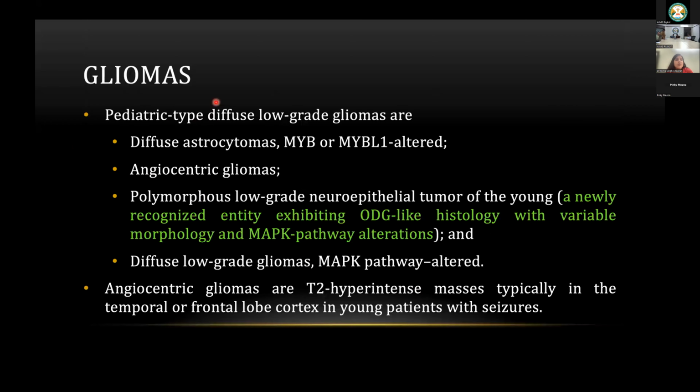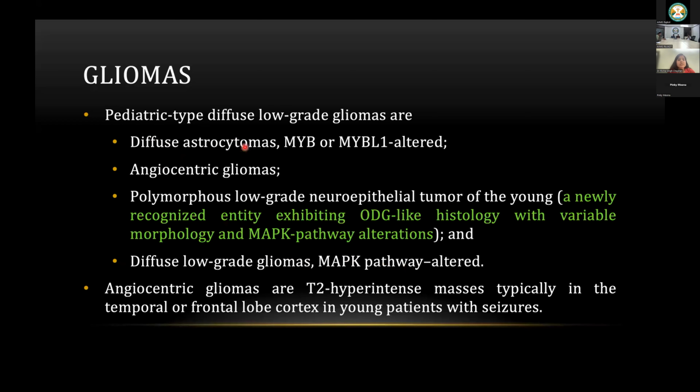Now, let's come on to the pediatric type diffuse low-grade gliomas. They are further subtypified into diffuse astrocytomas and angiocentric gliomas. Then this is a new entity, that is polymorphous low-grade neuroepithelial tumor of the young. And then there is this fourth entity, that is diffuse low-grade gliomas. These 2, the third and fourth entities, have MAPK pathway alterations pathologically.